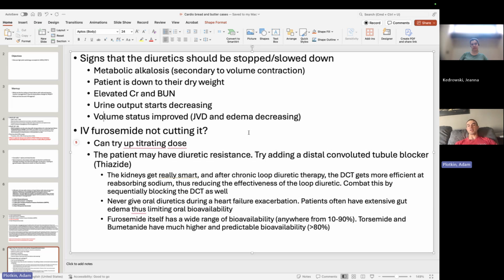So what we can do is called sequential blockade. We give them a distal convoluted tubular blockade, right? So we give them a thiazide diuretic, which blocks the DCT. And so now we block both the thick ascending limb and the DCT, and we stop that reabsorption of sodium. That's something I've seen tested. It's a good option. The other thing to consider is that in patients who are overtly volume overloaded, giving them an oral diuretic is not the best bet because the patients will have a lot of gut edema, which really decreases the bioavailability.